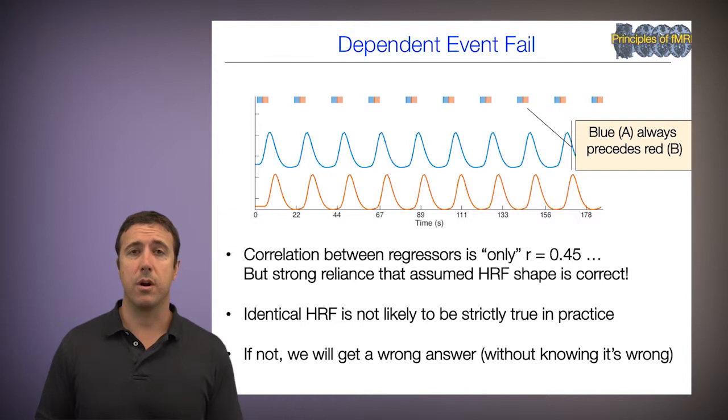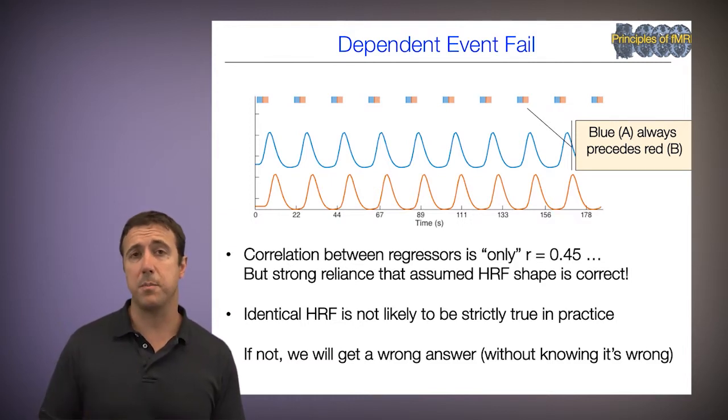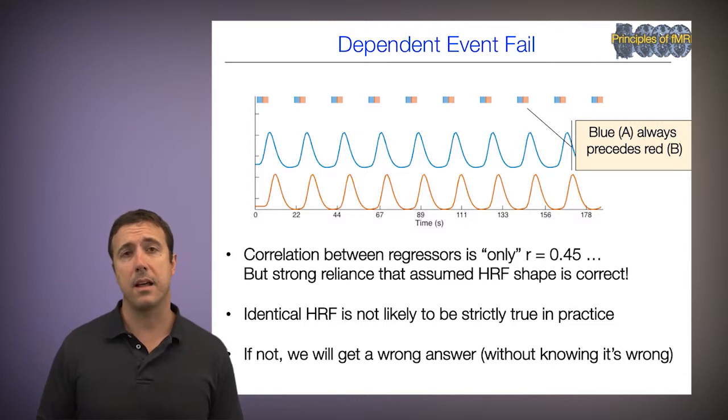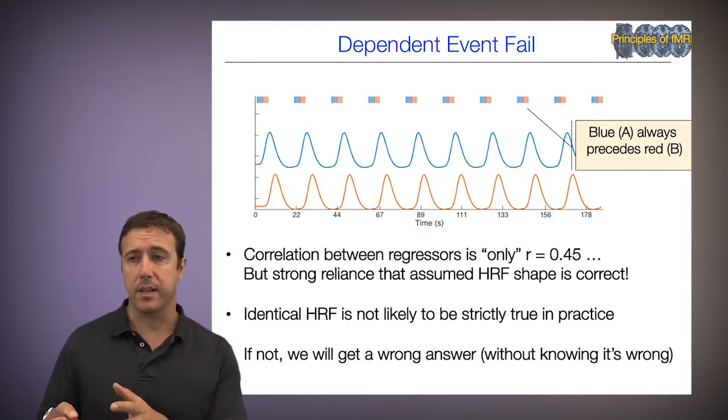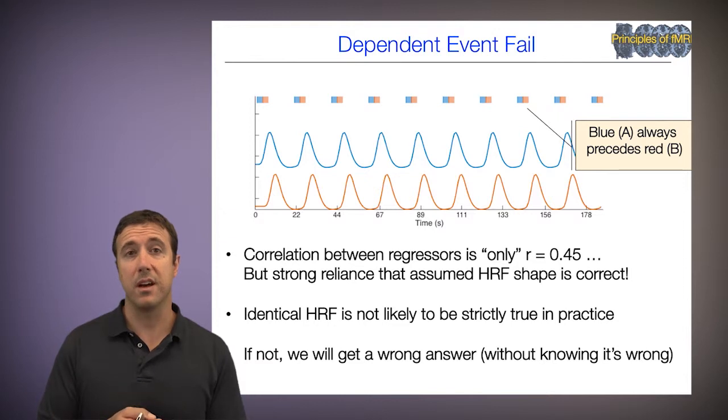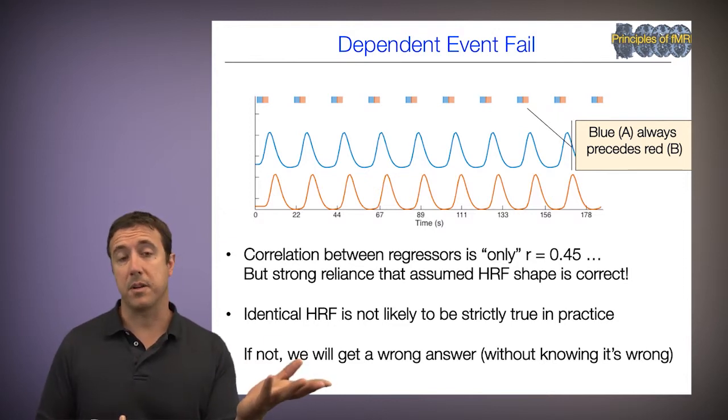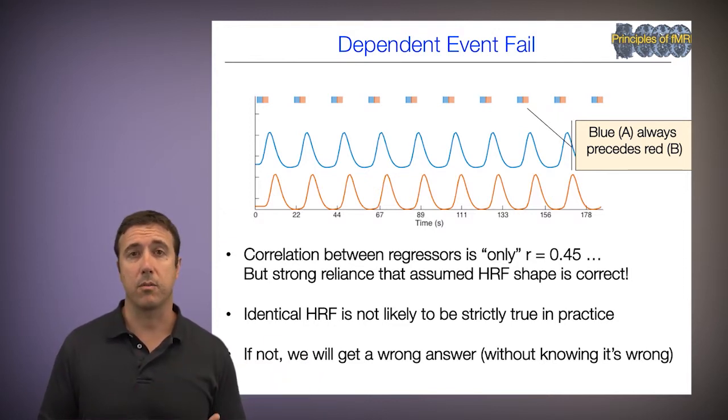But this makes strong assumptions and strong reliance on the assumption that the HRF shape is exactly correct. This is not likely to be true in practice most of the time. And if it's not, I'll get a wrong answer without knowing it. I'm going to interpret encoding-related activity as delay-related and vice versa, simply because the hemodynamics aren't modeled correctly, and so I'm getting the wrong partitioning of variance.